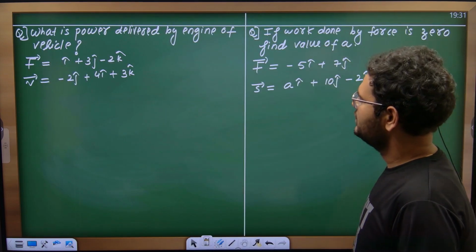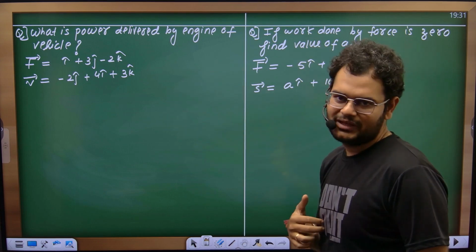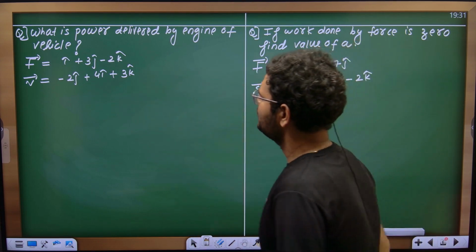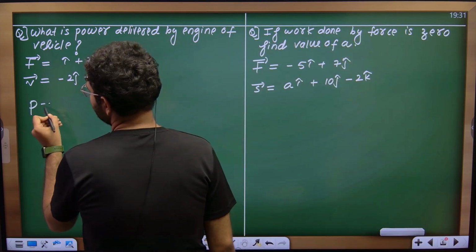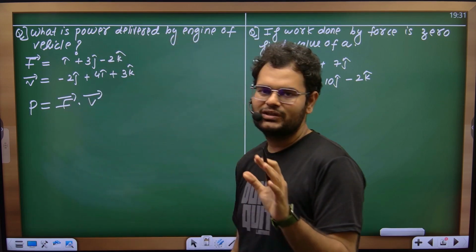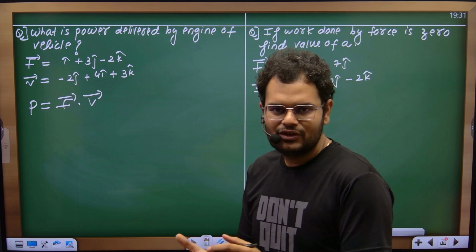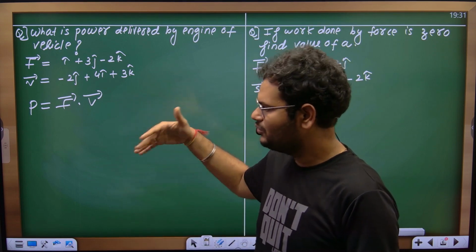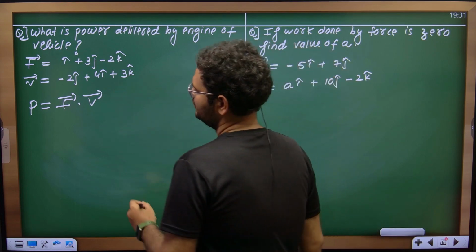The next question, sir, what is the power delivered by the engine of the vehicle? So they are asking power simply. Sir, what is the formula for power? Power is equal to force dot velocity. Even if you don't remember this formula, it's okay. If you are in 11th, if you are new to this, it's okay. With time you can remember this. So simply it's very easy.